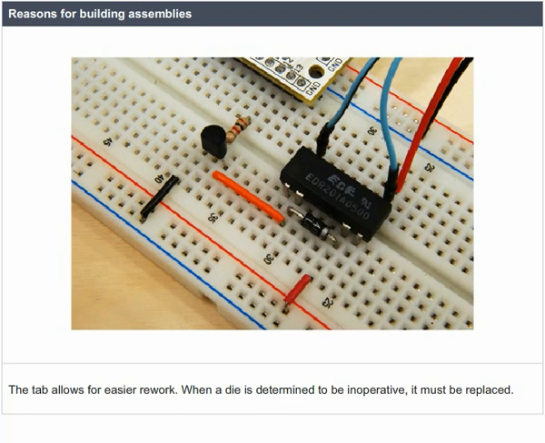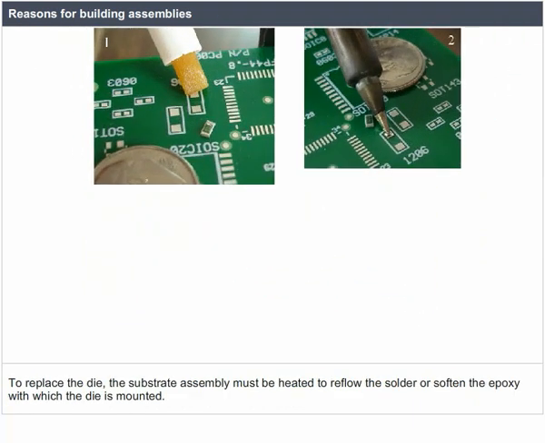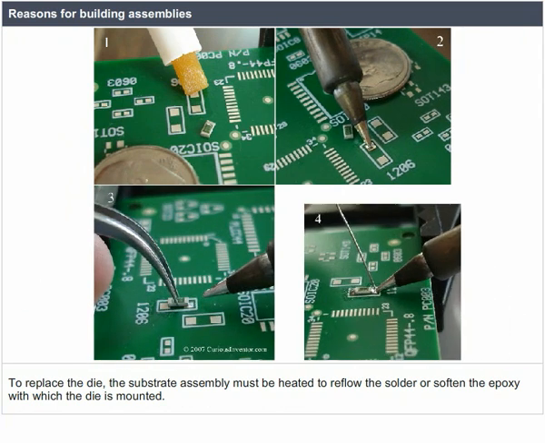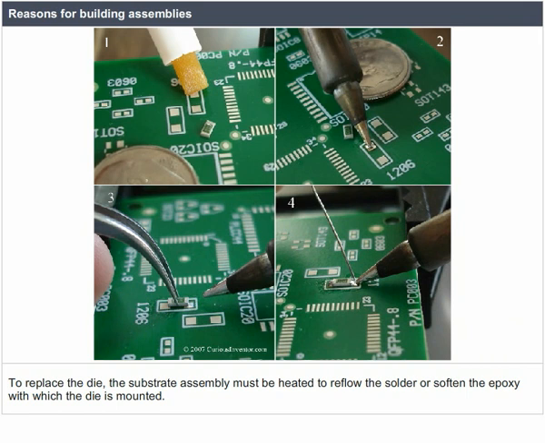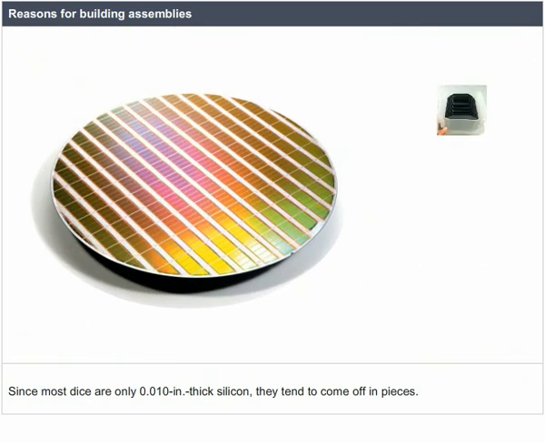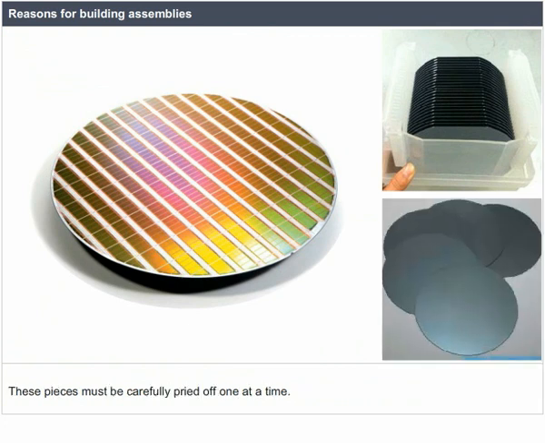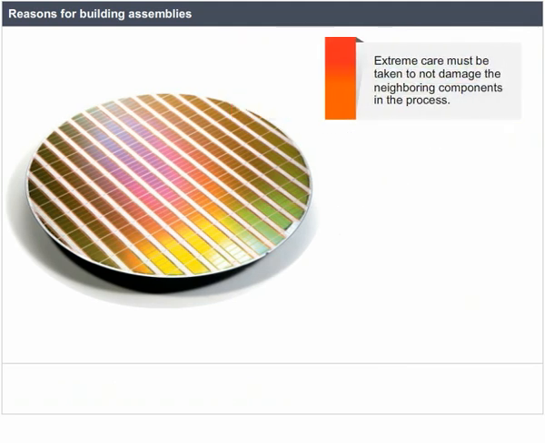When a die is determined to be inoperative, it must be replaced. To replace the die, the substrate assembly must be heated to reflow the solder or soften the epoxy with which the die is mounted. The die is then extracted from the substrate. Since most dies are only 0.010 inch thick silicon, they tend to come off in pieces. These pieces must be carefully pried off one at a time. Extreme care must be taken not to damage the neighboring components in the process.